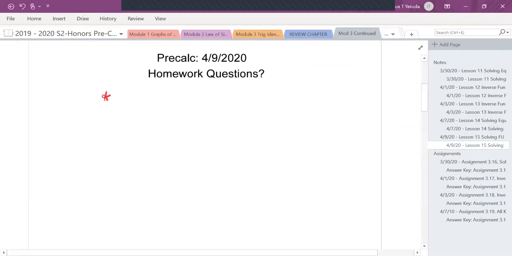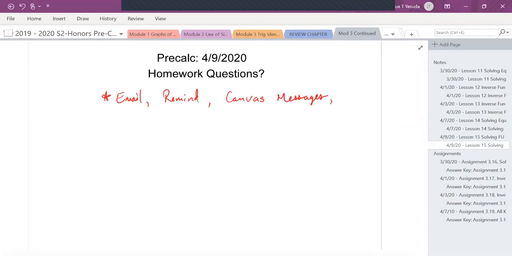you can do that through email, right? Remind works really good, and also Canvas messages is pretty cool. And I can send you videos of work. I can send you screenshots of work. I can send you all kinds of things. So if you have any questions about anything or need hints or help, please let me know today.